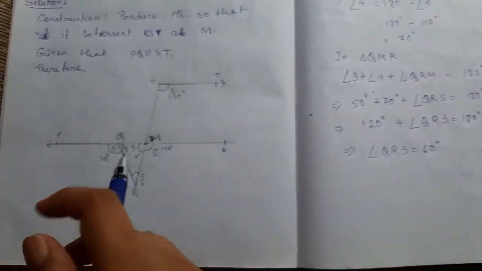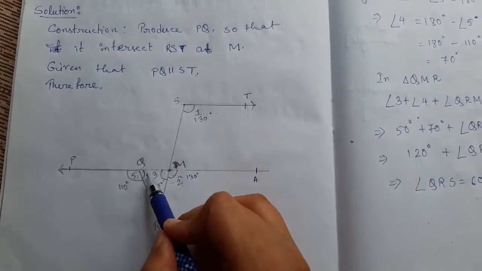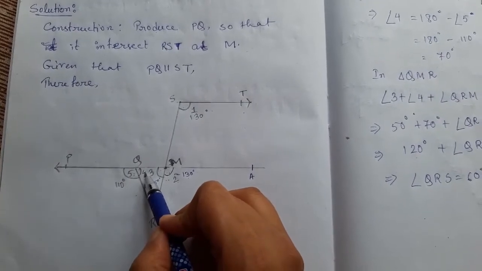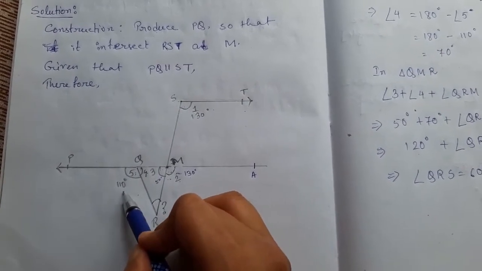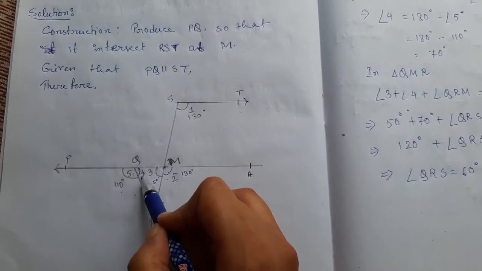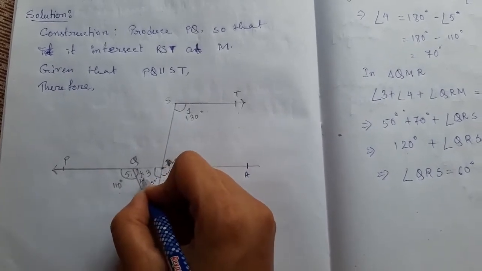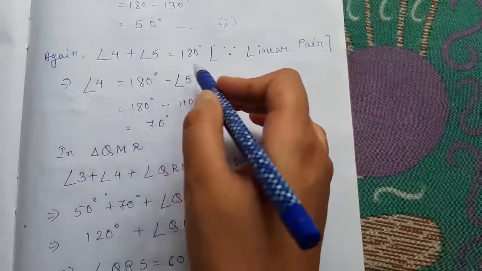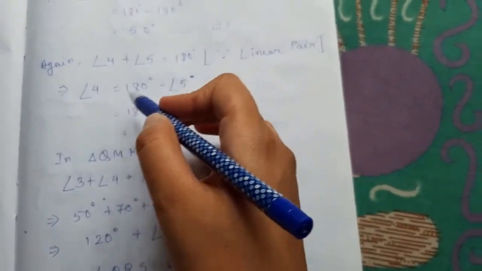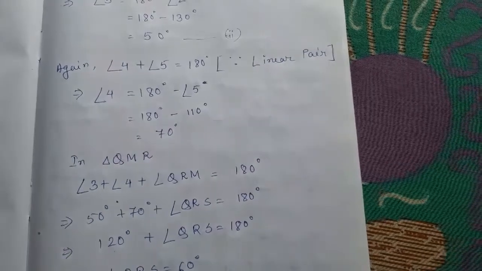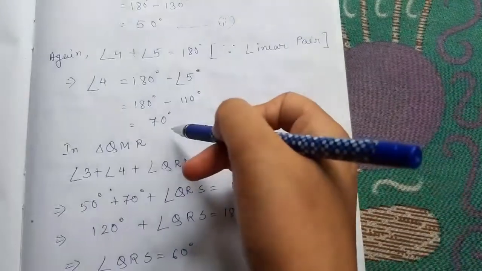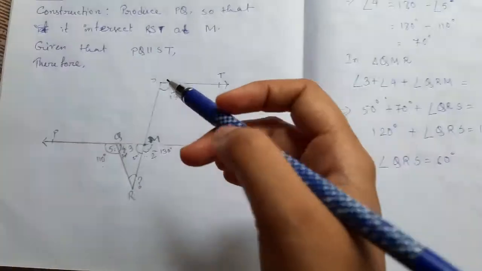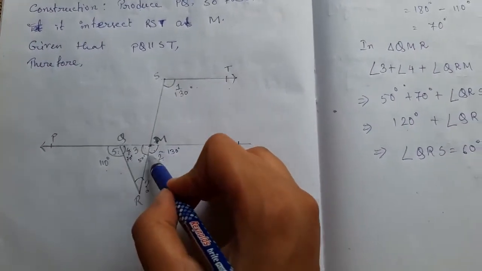Similarly, you can say that angle 5 plus angle 4 is equal to 180 degree, because they are a linear pair. This one is given as 110 degree. That means this will be 180 minus 110, that is 70 degree. So again 4 plus 5 is 180, linear pair, angle 4 is 180 minus 5, that is 70 degree. Now this one is 70 degree, this one is 50 degree.